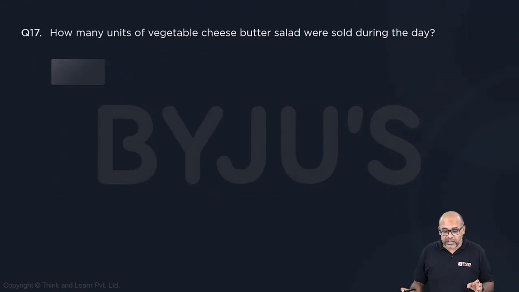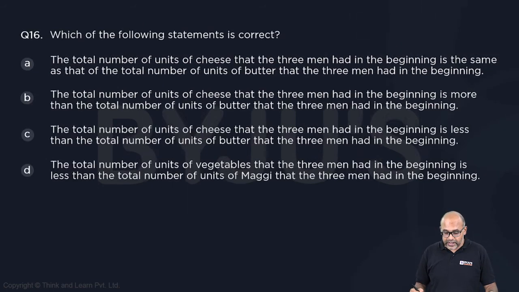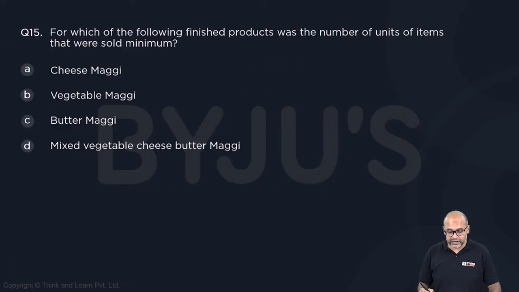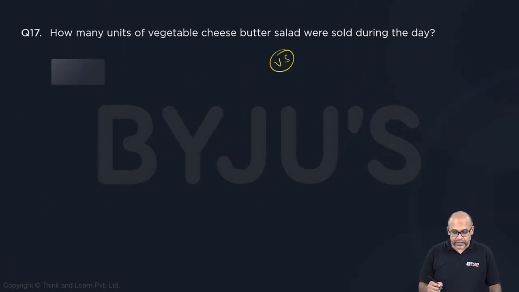Moving on to question number 7. How many units of vegetable cheese butter salad were sold during the day? So we are looking at vegetable salad total to be sold. So VS, we already did this total somewhere. VS total, yes, is 6. So that's your answer. It's a straightforward question here. So the answer is 6.